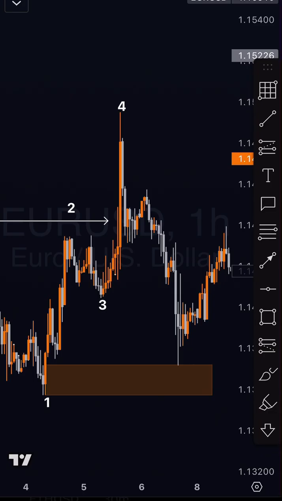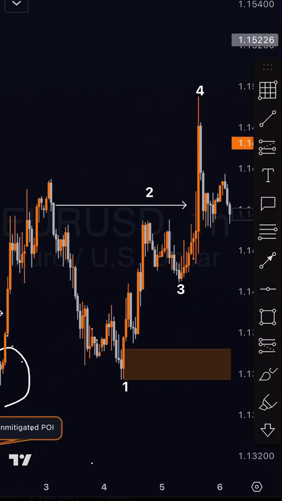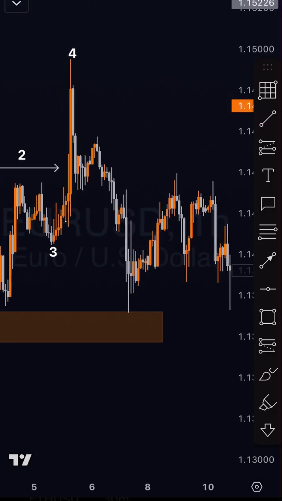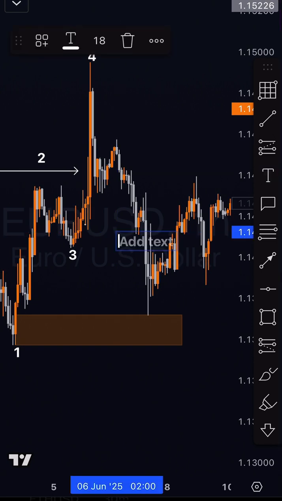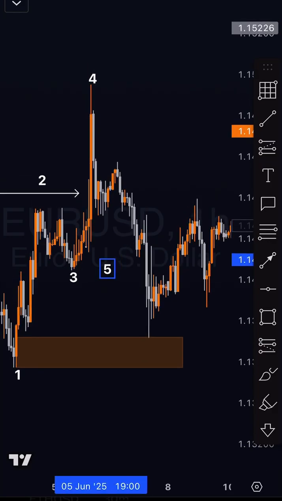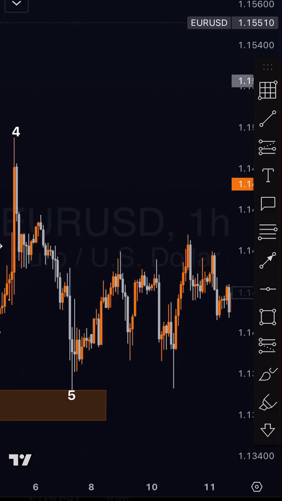Guys, please, I'm begging you guys, go through what I'm teaching you right now. This is step 5, right? Step 5 is the mitigation process. Now, where's the mitigation process? Let me put the number for you. Okay, so the mitigation process is here. And after the price mitigated, what happened? Price shot up like no man's business.